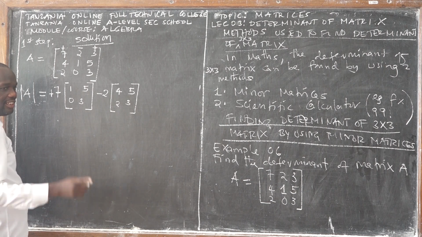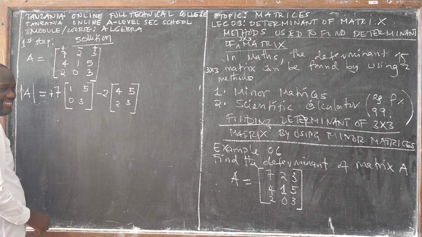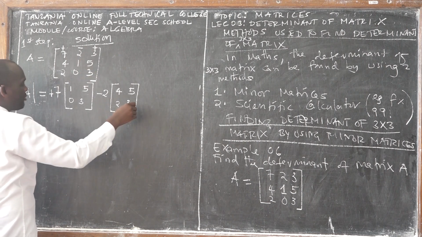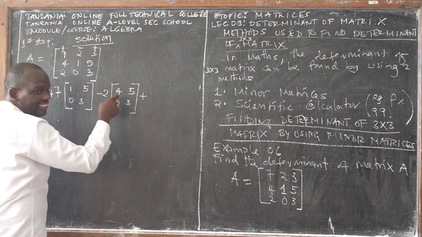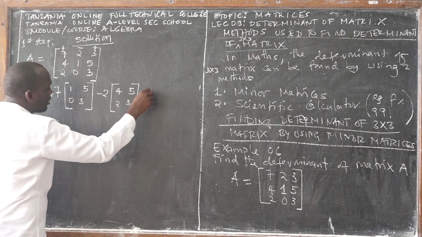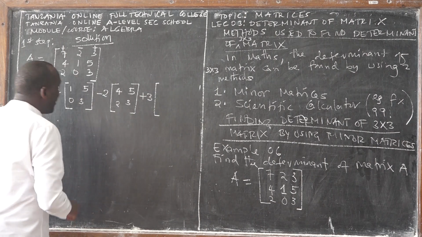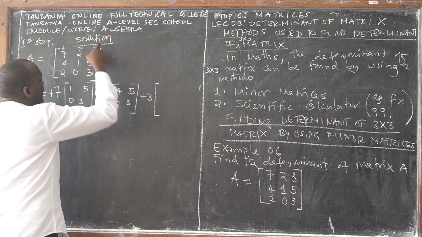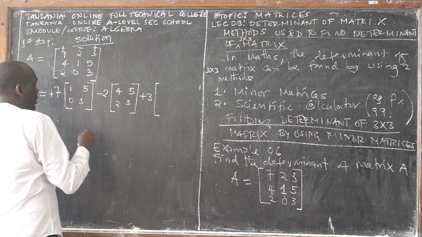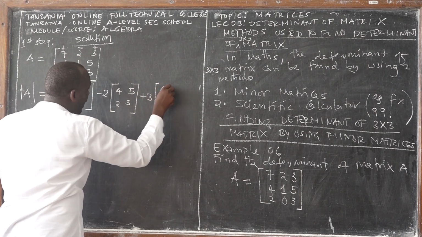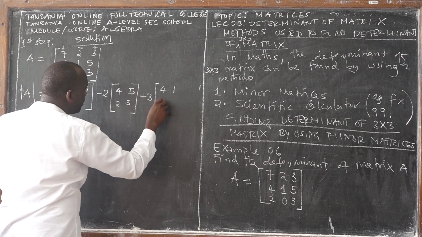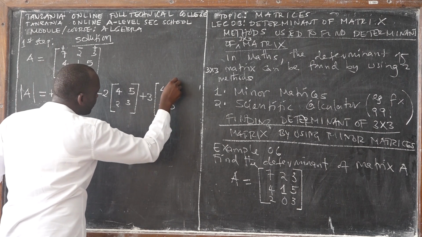Then next, we have to assign a positive sign to the third element of the first row, which is positive 3. Then let us formulate the minor matrix. Delete the first row, delete the said column. Then what remains is 4, 1, 2, 0. Just like this one.